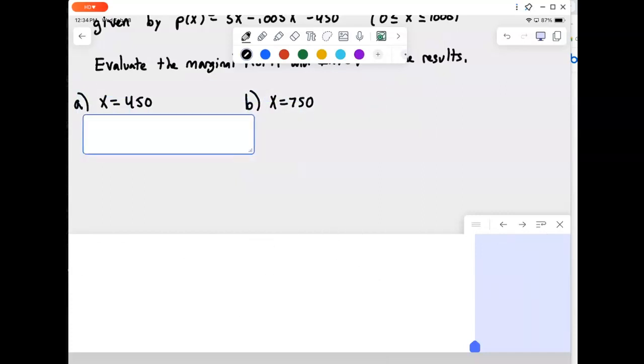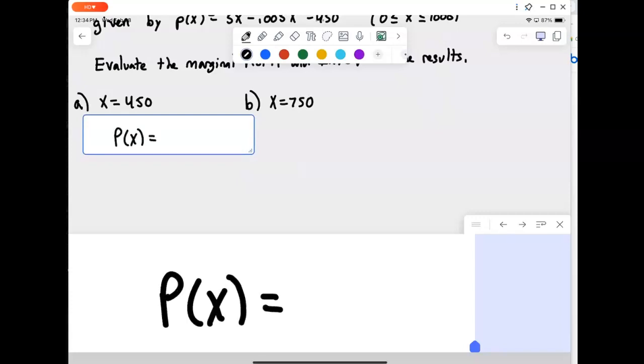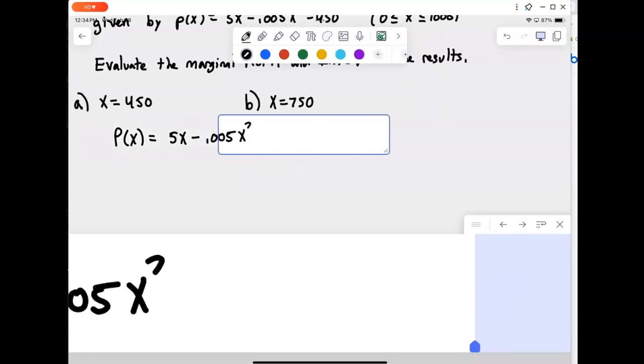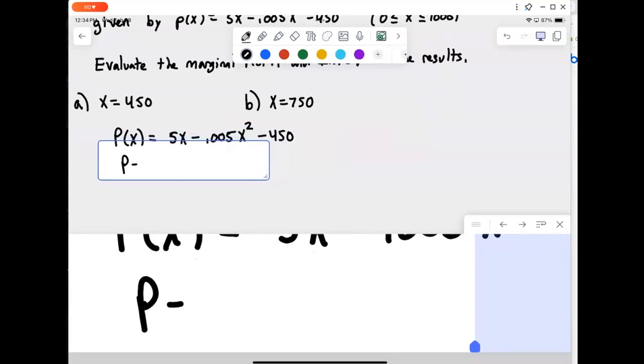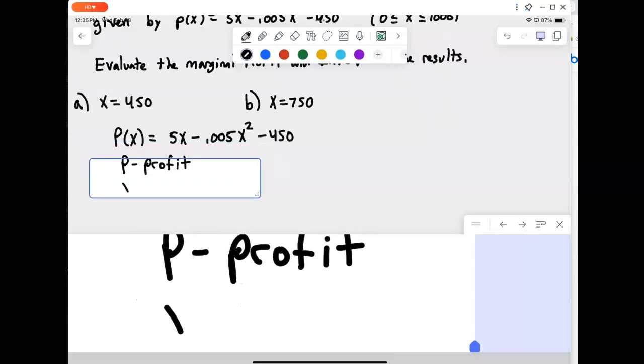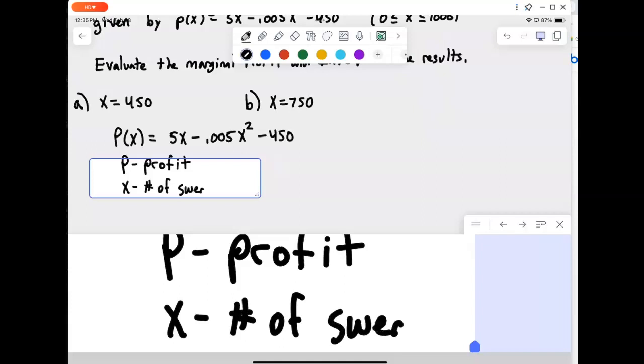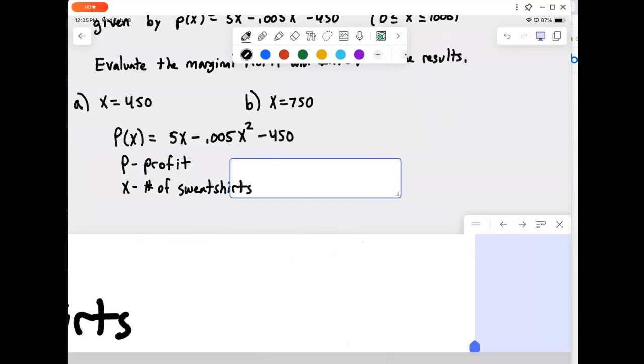So the first thing, let's note our important information. Our first is our equation: P(x) = 5x - 0.005x² - 450. In this problem, P represents our profit and x is the number of sweatshirts sold.